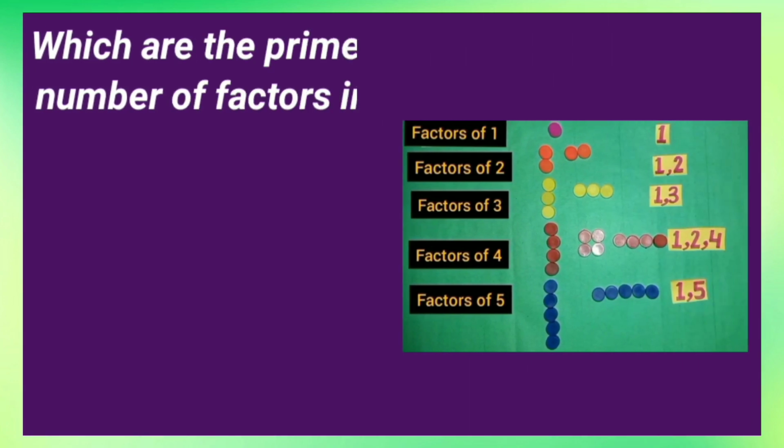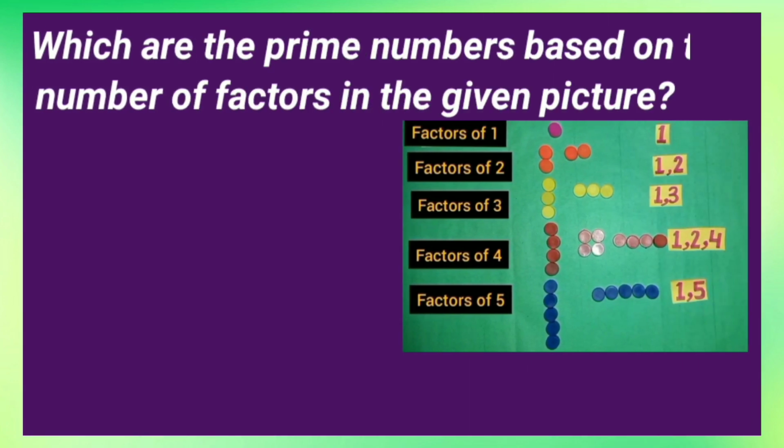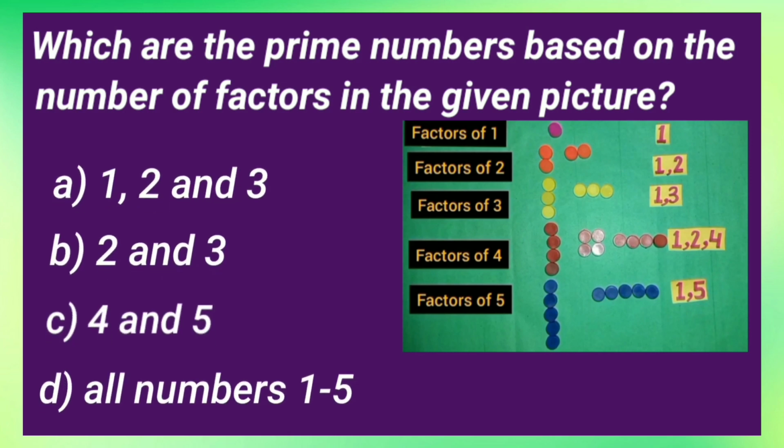Which are the prime numbers based on the number of factors in the given picture? As we know that the numbers having only two factors are known as prime numbers, and in the given picture we can see the number 2 and 3, they have only two factors. Therefore, option B is the right answer, 2 and 3.